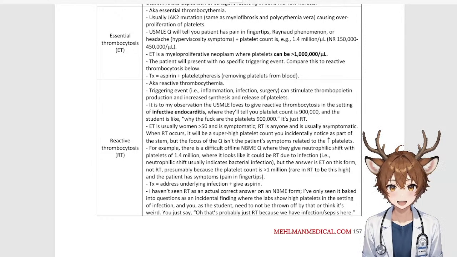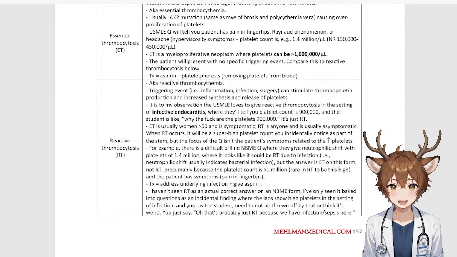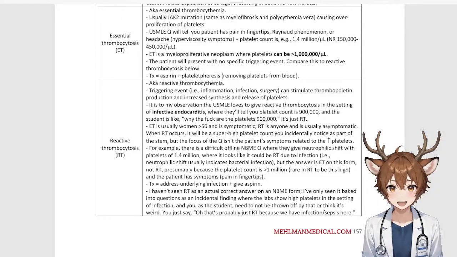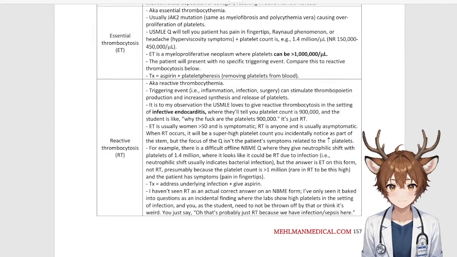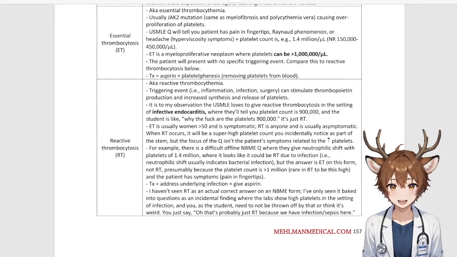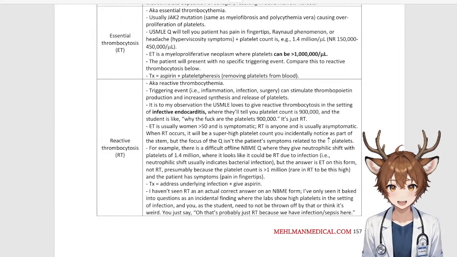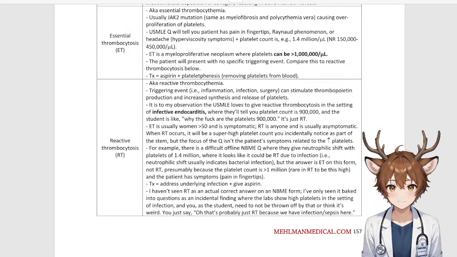Reactive thrombocytosis, aka reactive thrombocythemia. A triggering event, that is to say inflammation, infection, surgery, can stimulate thrombopoietin production, increased synthesis and release of platelets. It is my observation that the USMLE loves to give reactive thrombocytosis in the setting of infective endocarditis, where they'll tell you platelet count is 900,000, and the student is like, what the flip? Are the platelets 900,000? It's just the reactive thrombocytosis.